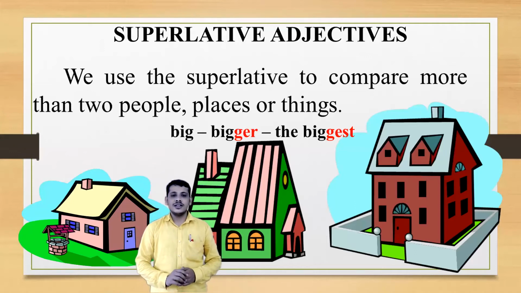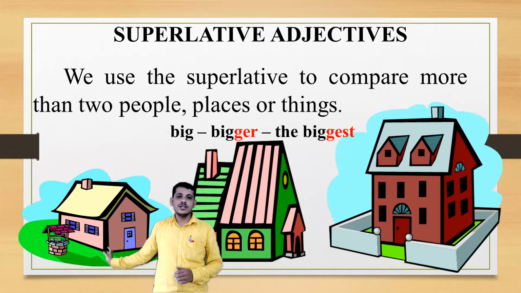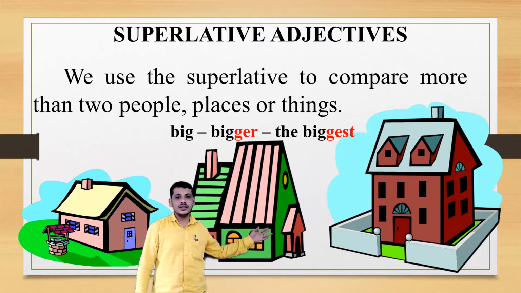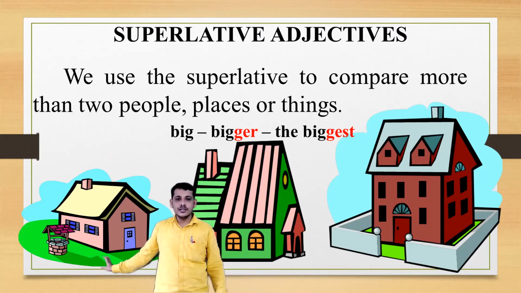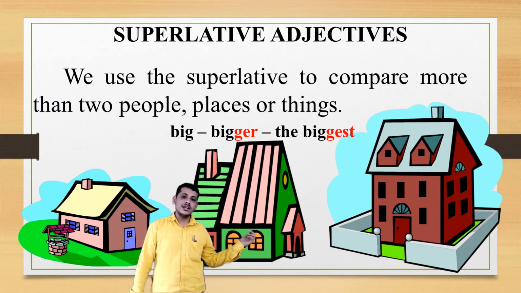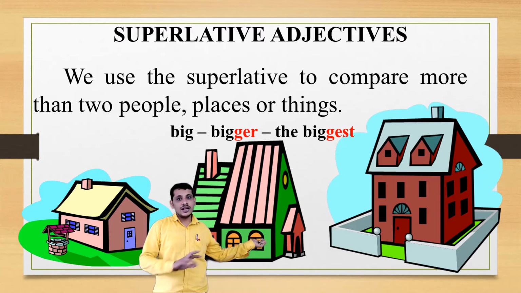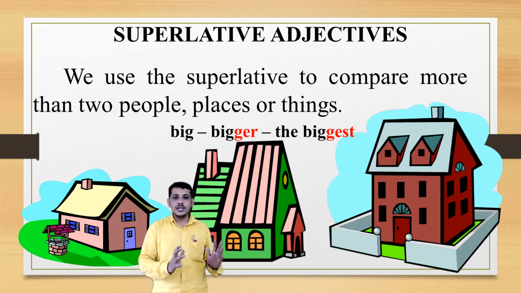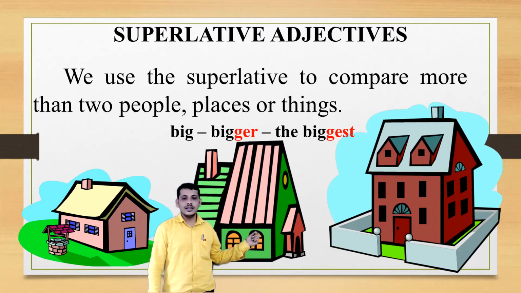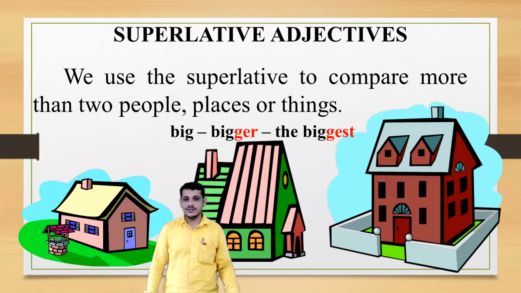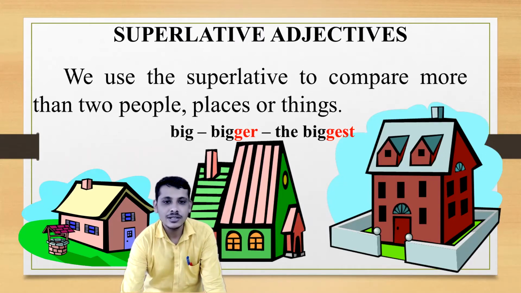Well, I will look at these two houses. This one is small, this one is big. So I can say this house is bigger than this one. And in the same way, I can compare this house with the red one, and I can say the red one is bigger than this one. That time we are using the comparative degree. But what if I want to tell which one is the biggest out of these three? Obviously the red one. That time I have to use the superlative form, that is the biggest. So I can say this house, the red one, is the biggest one. Let's have more examples on this.